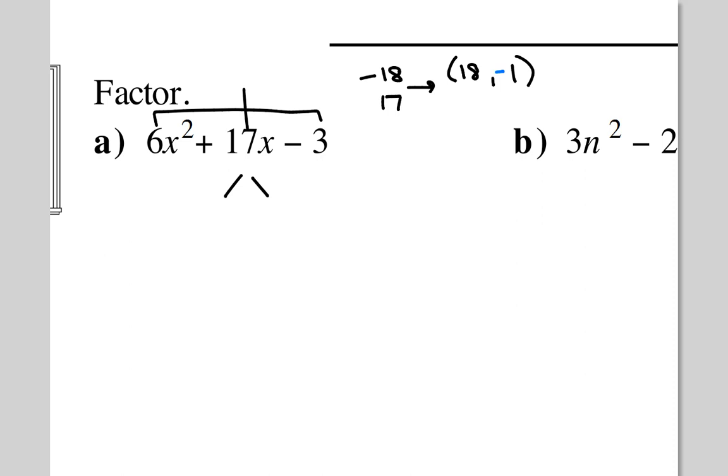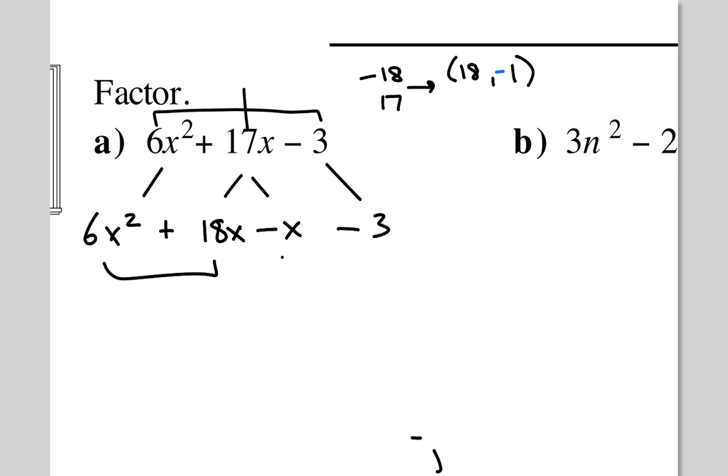Okay, those two numbers break down the middle. 18x minus x is the same as 17x. Copy down the front and the last. And now put those square brackets in. What's dividing 6 and 18? 6x, you get x plus 3.